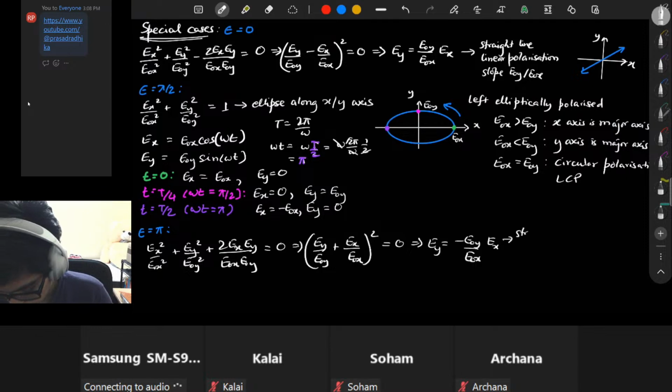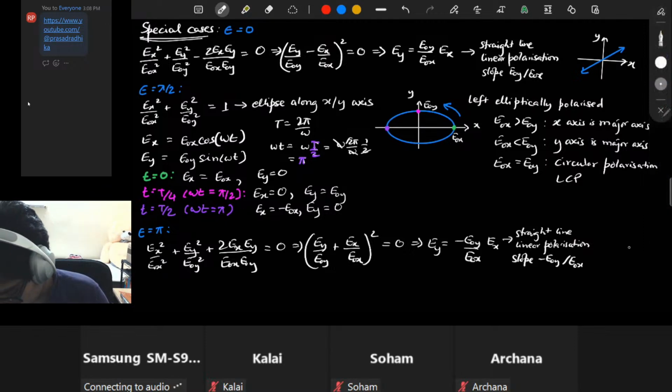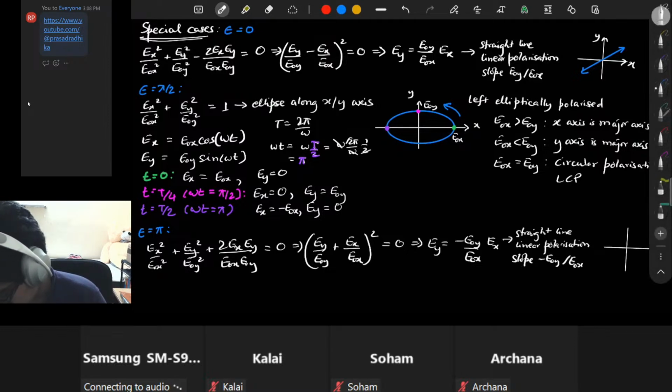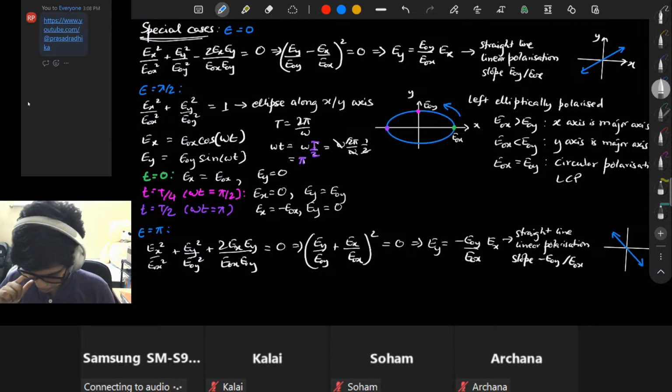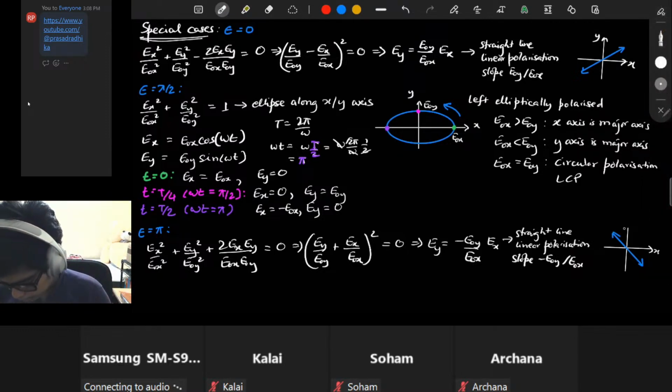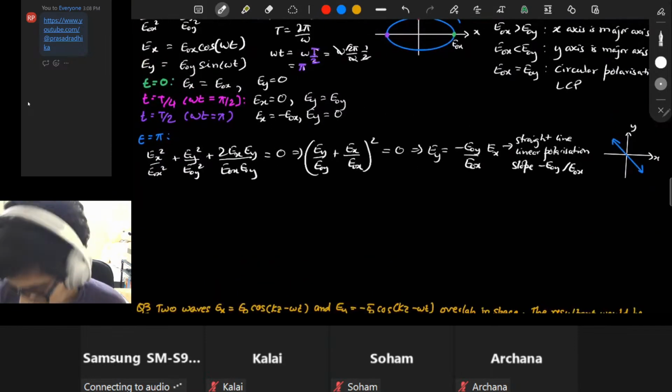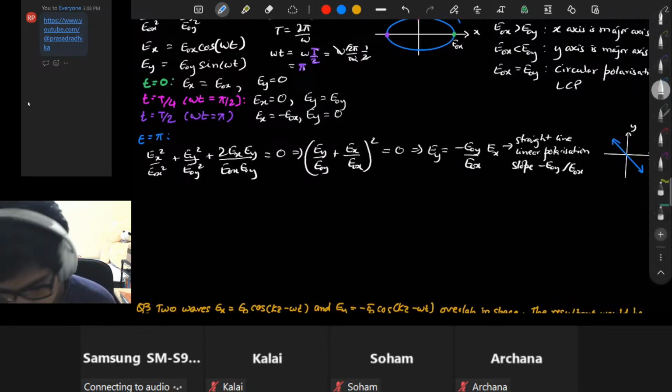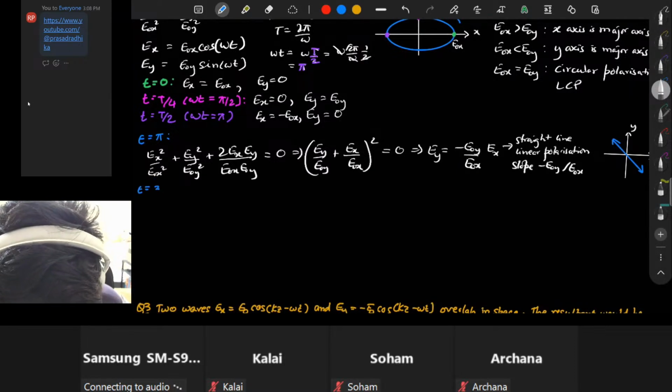This is again the equation for a straight line. Straight line means it is again linear polarization. And this time the slope is negative. The slope is minus E naught y over E naught x. So if I were to draw it for you, since the slope is negative, this time the oscillation would be somewhat like this, where this is the x-axis, this is the y-axis. Finally, let us discuss our last special case, which is for epsilon equals 3 pi by 2.